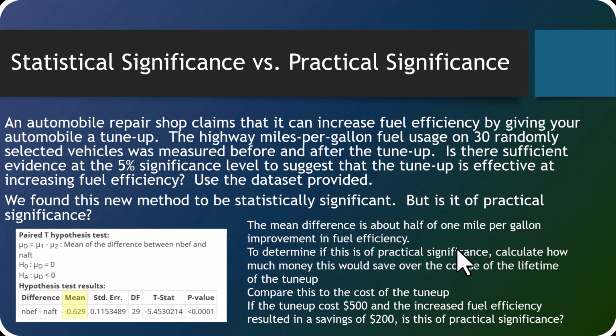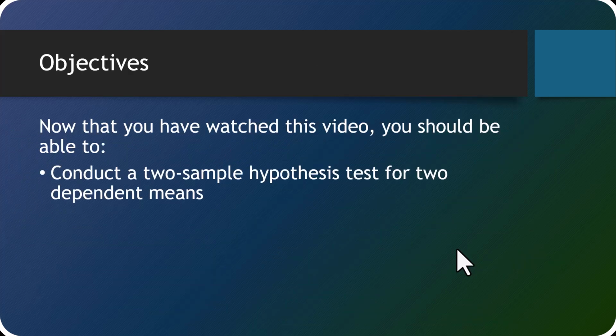Now, conversely, if the tune-up cost $200 and it saved me $500, then we're good, right? That means that I have a savings of $300. Okay, so that's what we mean when we say we need to examine the practical significance, not just the statistical significance, when we do these hypothesis tests. Okay, so now that you've watched this video, you should be able to conduct a two-sample hypothesis test for two dependent means.